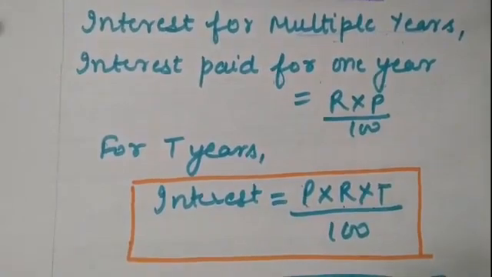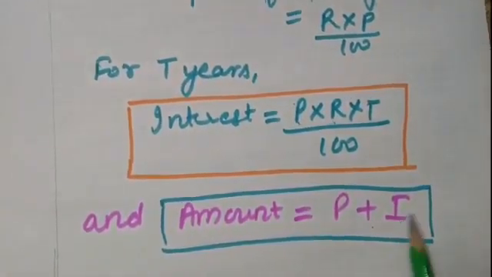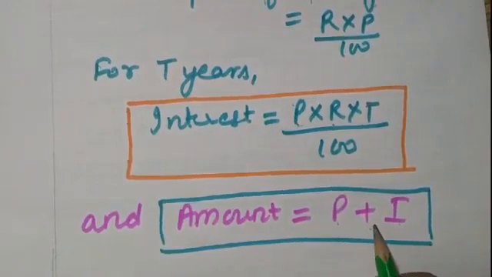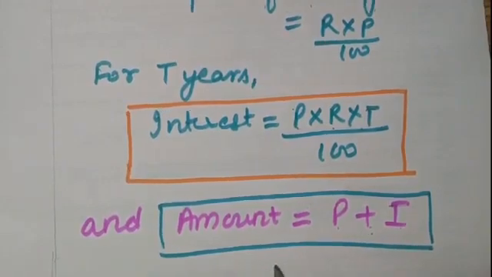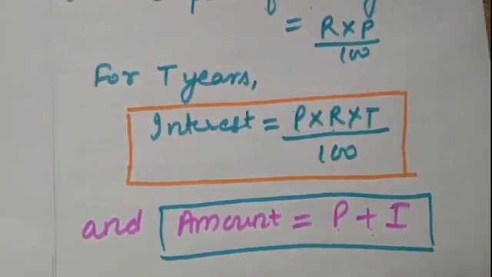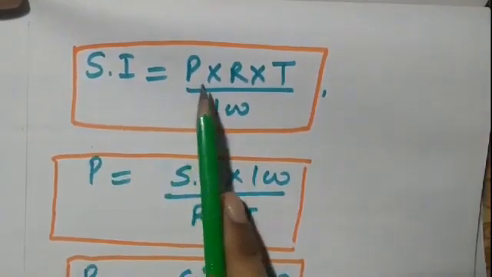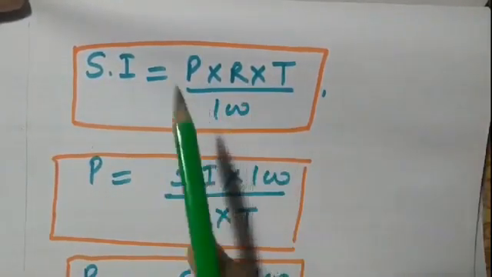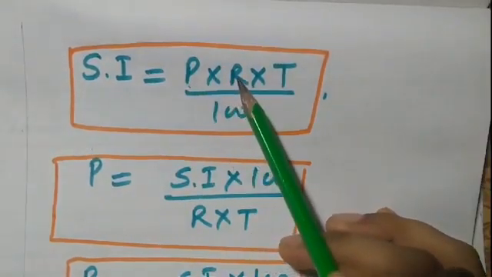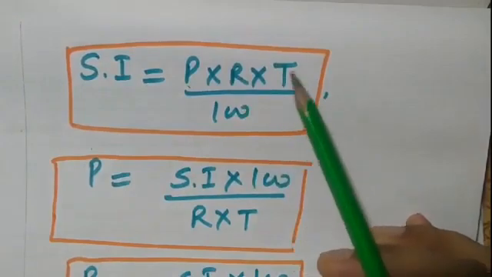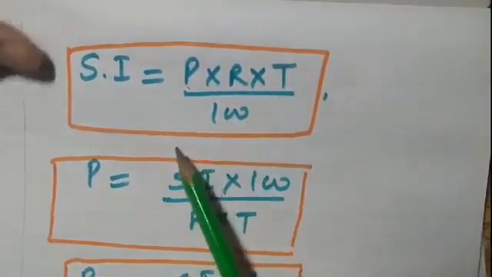Now amount means principal plus interest, that is amount borrowed plus the extra amount, interest. That will give you the amount. So in general, simple interest can be calculated as P into R into T over 100, where P is the principal, that is amount borrowed, R is the rate of interest, and T is the time. Over 100. This is how you can calculate simple interest.